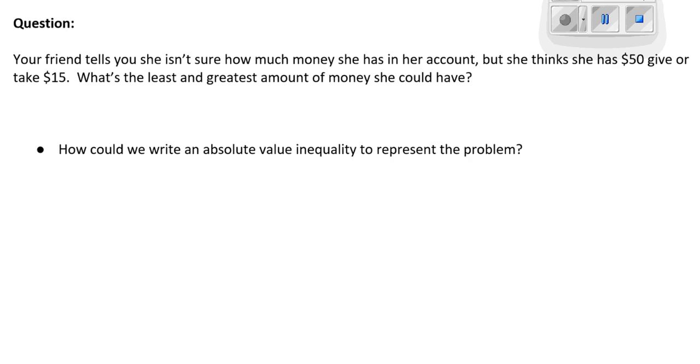Well, she could have $50 exactly, right? She could have a little bit more, a little bit less. So the way I thought about this was she could have $50 plus or minus 15, right? Okay, that's what she could have. She could have $65, she could have $35, somewhere in between, right?